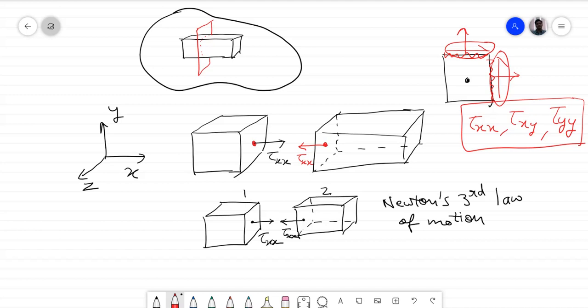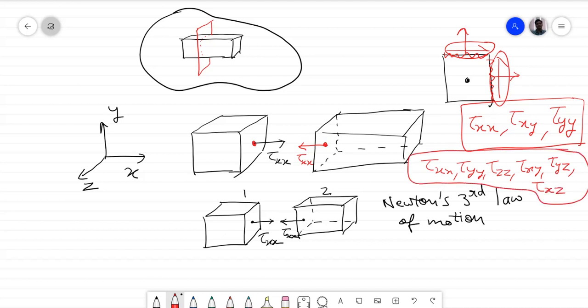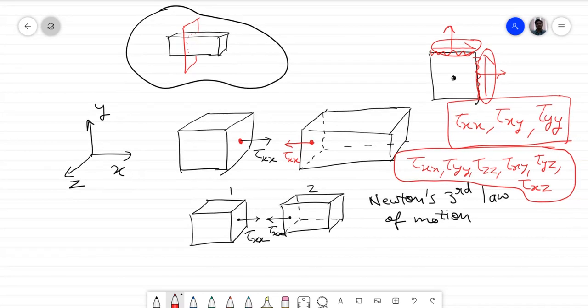Similarly, in 3 dimensions, tau xx, yy, zz, xy, yz, xz. If these 6 components are known, then you know the entire state of stress at a particular point. Okay, so that's all. That's what I wanted to clarify here.